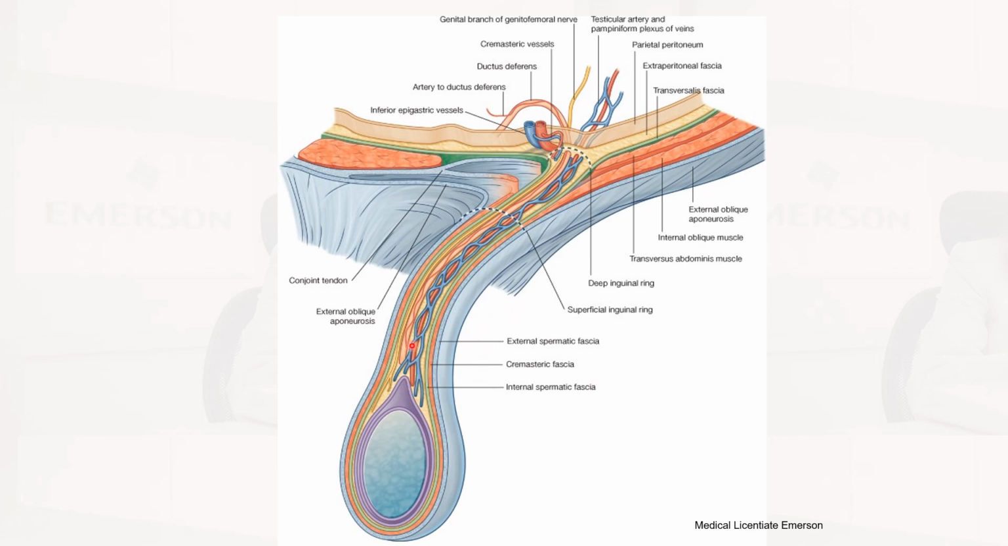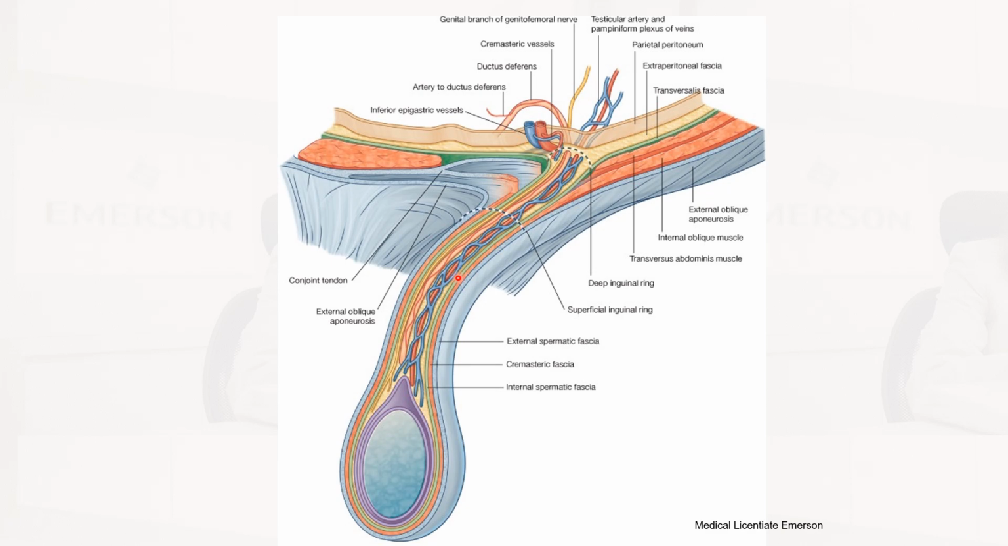The contents of the spermatic cord follow the rule of threes. We have three fascias, three nerves, three arteries, and three veins. These are found within the spermatic cord. In terms of the fascias, we have the external spermatic fascia, the cremasteric fascia, and the internal spermatic fascia. Then in terms of arteries, we have the cremasteric artery, which is highlighted in red.